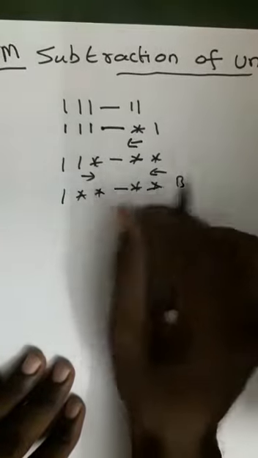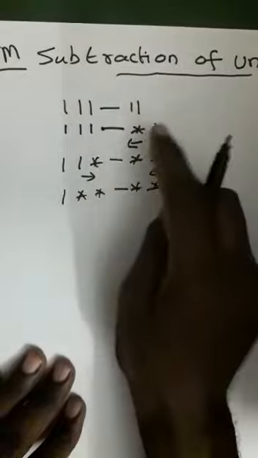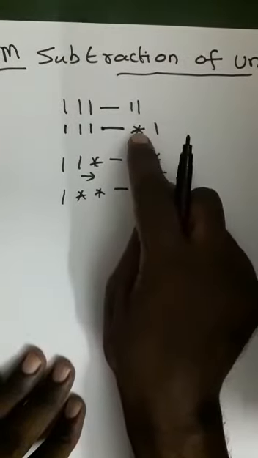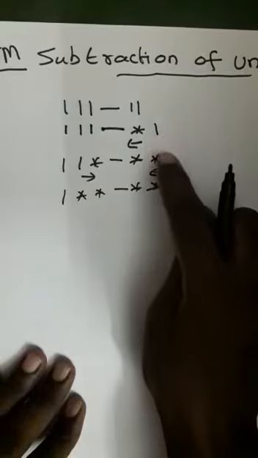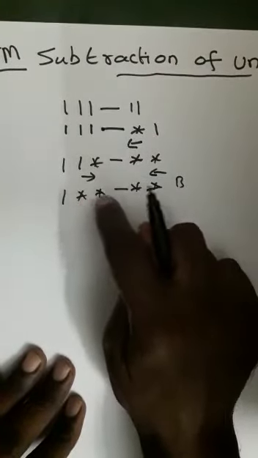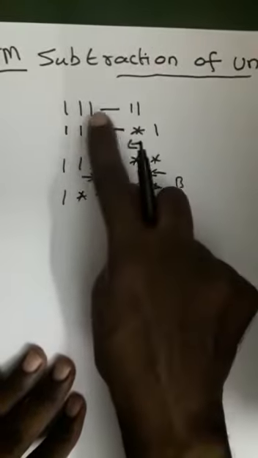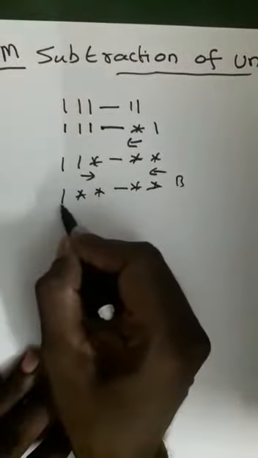This is the logic we are using. So what is the logic? For this one we converted into a star, so to equalize, this one is converted into a star. Again this one is converted into a star, same way this one is converted into a star. So now we equalize the number of ones, so the subtraction operation is over. So the answer is now 3 minus 2, 1.